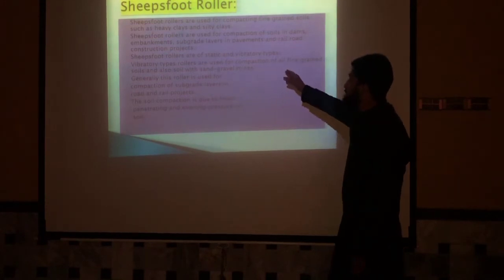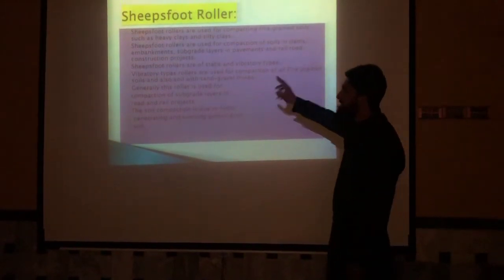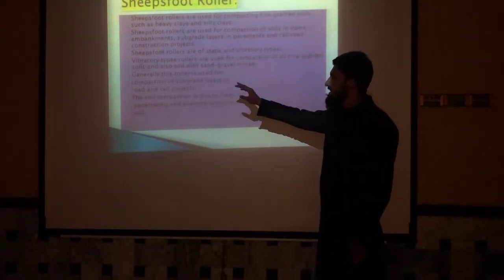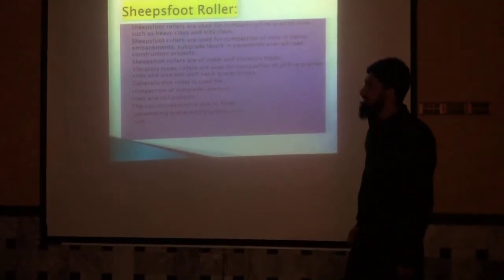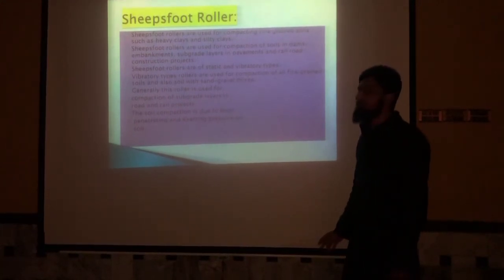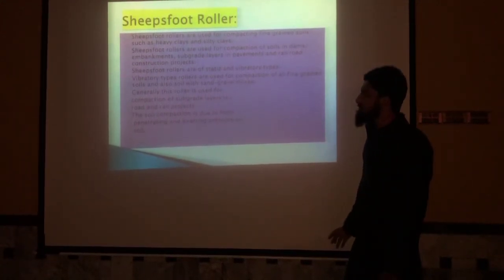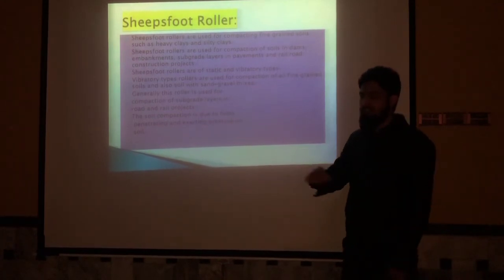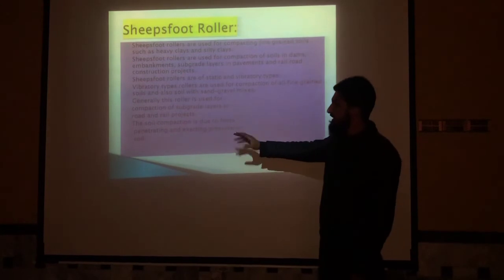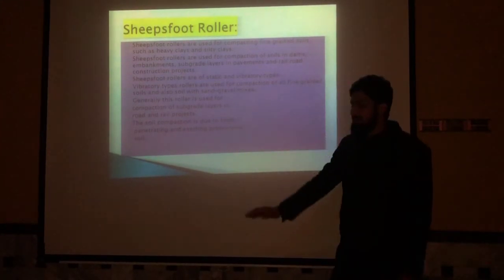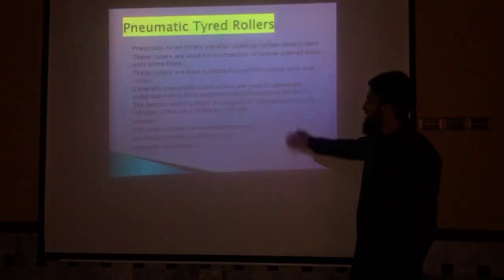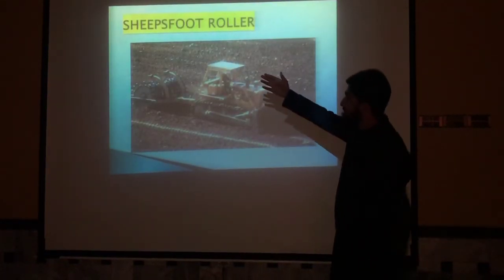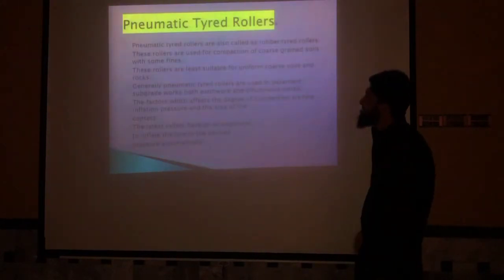Vibratory type rollers are used for the compaction of all fine soils and also soils which are fine gravel mixes. Generally, this roller is used for the compaction of the subgrade layer in road projects. The soil is compacted due to the feet penetrating and exerting pressure. When we exert pressure on the pavements, we exert it on the subgrade layers, and we compact them very well. Here is the picture of the sheep foot roller.